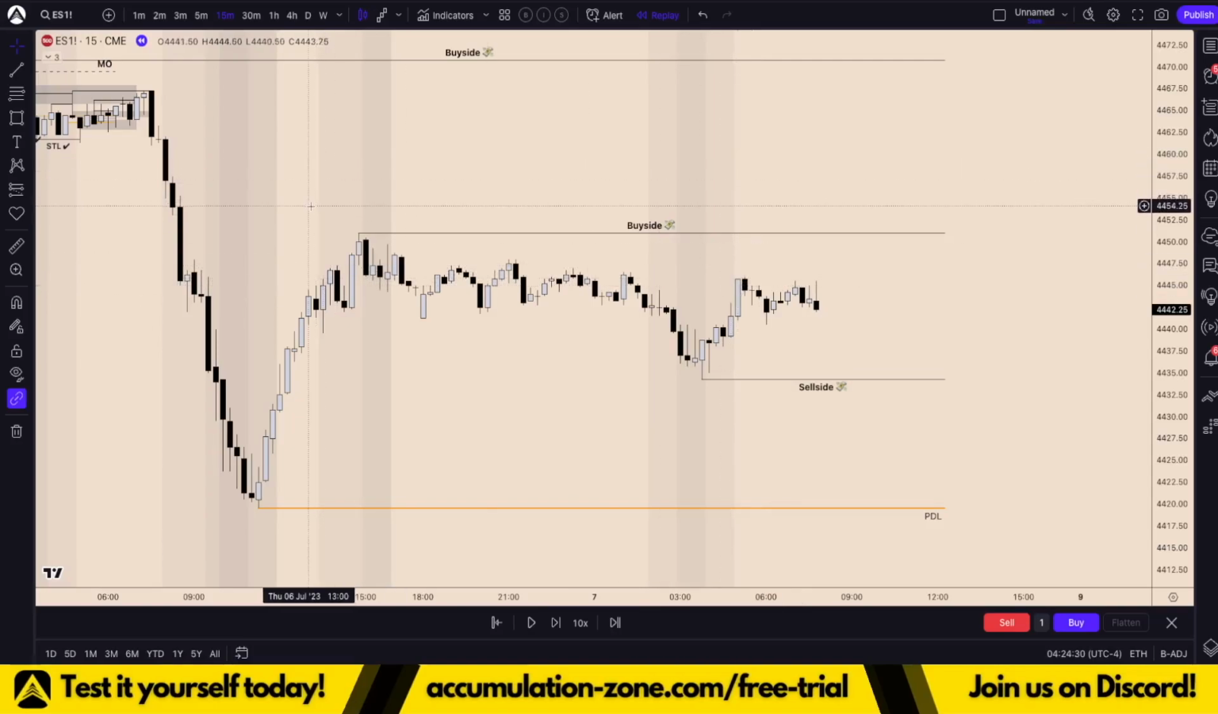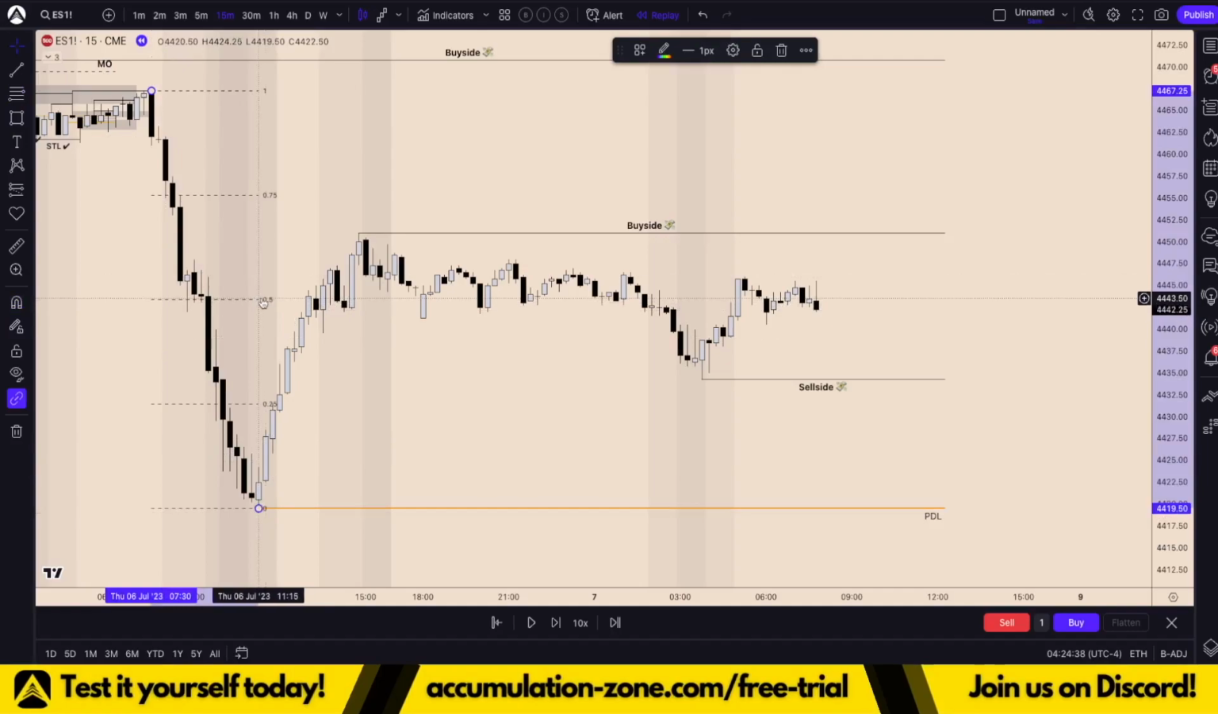I don't really want to do much more. We could label out those fair value gaps. We could use our Fibonacci tool to roughly see where we're currently sitting at. Right here is our equilibrium. 0.75 retracement level, but yeah, that's too much for me personally.